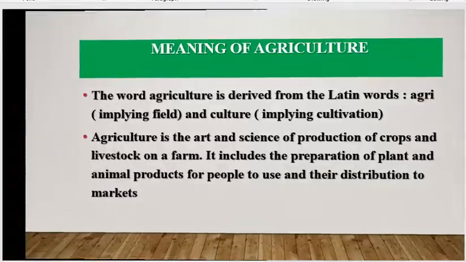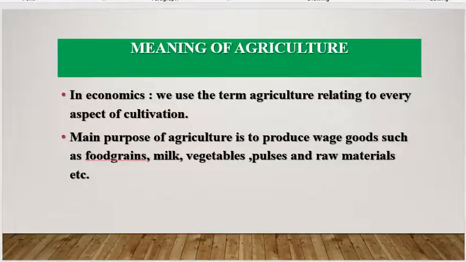But when we talk about economics, agriculture means cultivation as well as allied activities like fisheries, animal husbandry, poultry farming, etc. So in economics, we use the term agriculture relating to every aspect of cultivation. The main objective behind agriculture is to provide wage goods which are needed by the masses of the economy for the satisfaction of their necessities: food grains, milk, vegetables, pulses and raw material, etc.